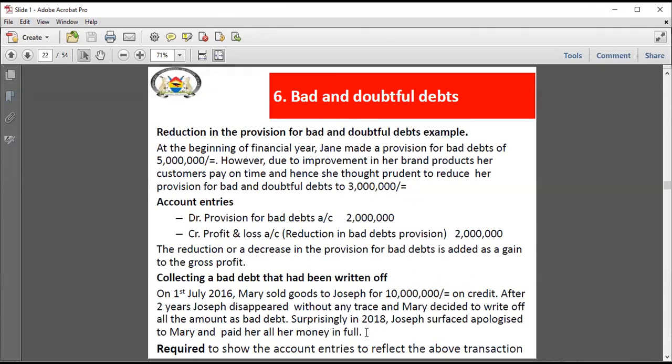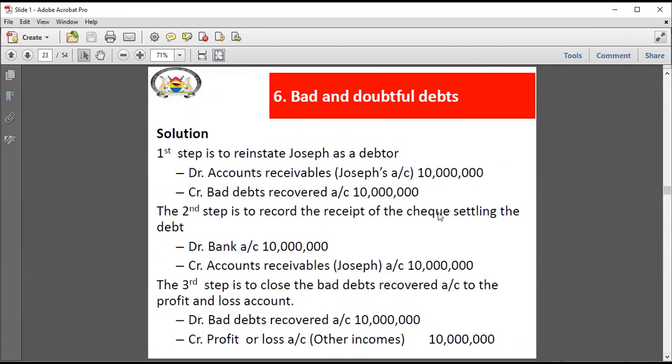Now, we're also going to see cases where this person does not pay us money in full. Maybe the value was 10 million, and now he comes after some time and says, I can pay you only 8 million. So in that case, we reinstate only the value that we are going to receive. So we are debiting our bank with the 10 million, which we are receiving, and crediting our accounts receivable with the 10 million. Remember, we have already reinstated it.